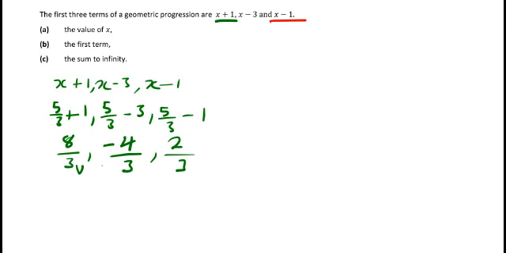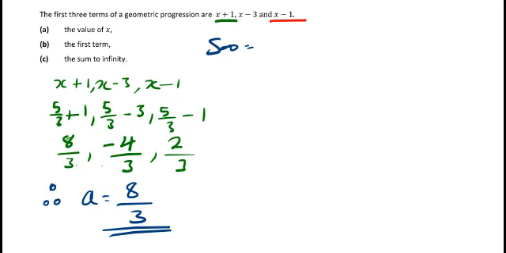And then they have asked what is the first term. So you can just say therefore your first term, represented by a, will be equal to 8 over 3. That is what they wanted there, which is very easy and straightforward. And then they have said that we should find the sum to infinity. For finding the sum to infinity, remember the formula is a over 1 minus r, where r is the common ratio.